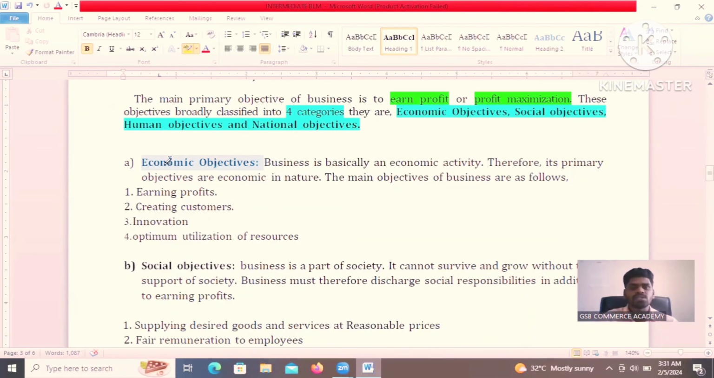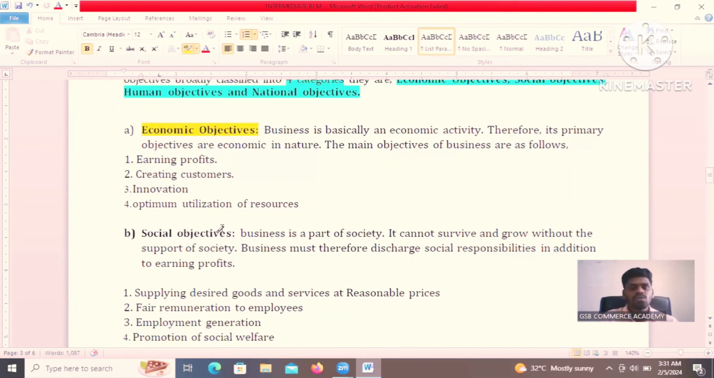First one is the business economic objectives. Business is an economic activity. Every business wants to earn more profits with minimization of cost, using the best quality of raw material. It is sold with the intention of selling more products and earning more profits. So basically the business is an economic activity. Therefore, its primary objective is economic in nature.